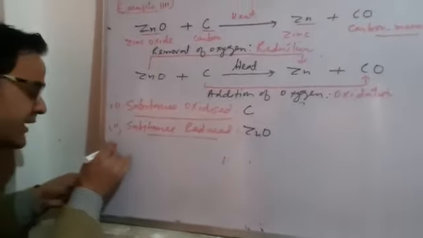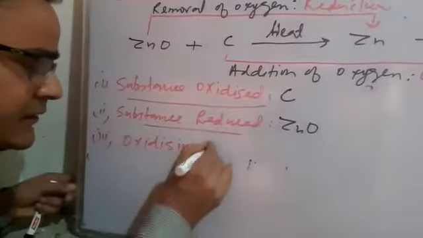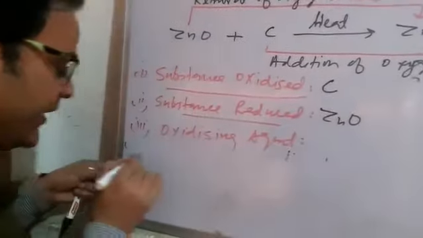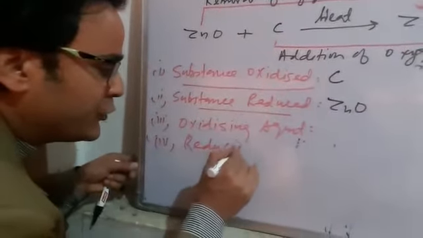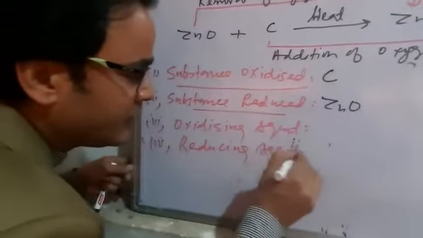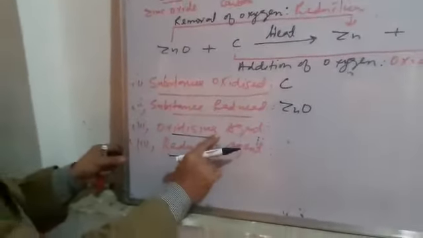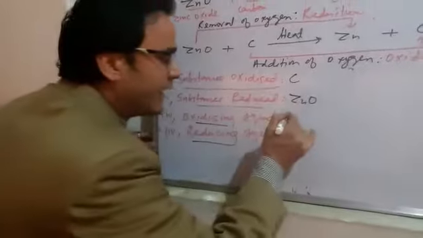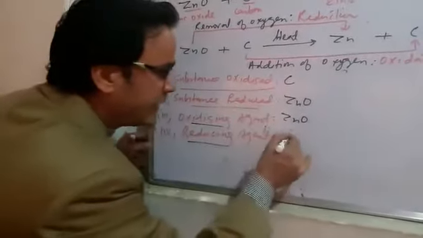Now oxidizing agent and reducing agent. So here the oxidizing agent is the substance which gets reduced, that is ZnO. And the reducing agent is the substance which gets oxidized, that is carbon.